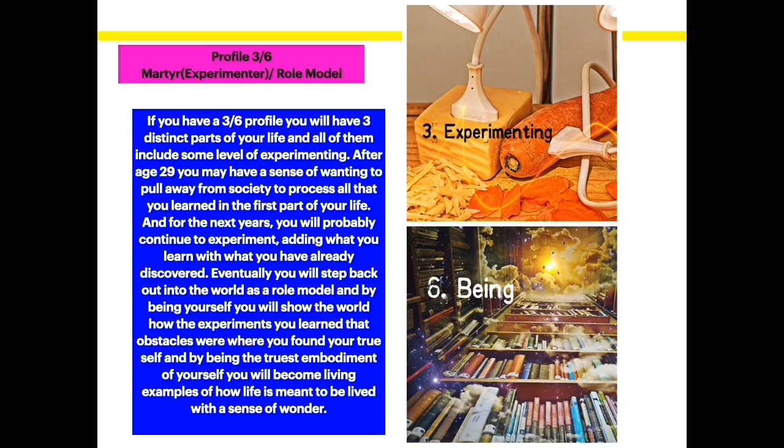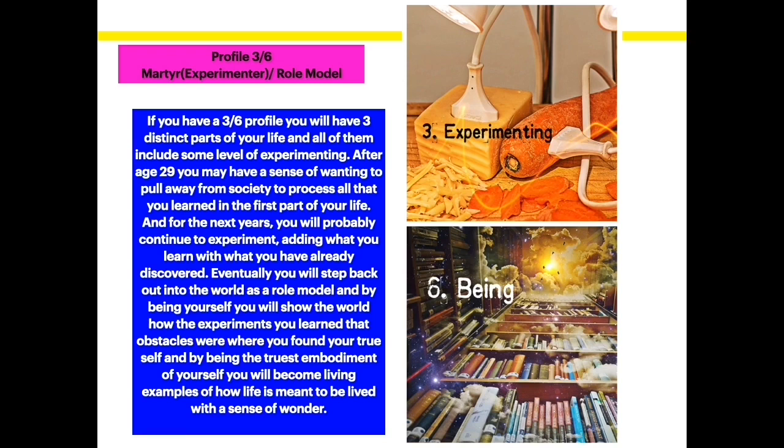And then after 51, you have your Chiron return, and this is where you sort of step into your role model status. So for the first 30 years of your life, when we look at the sixth line, we're looking at it as a third line. So ultimately this would be like a 3/3 profile. Third line is all about experimenting. The third line is all about looking at all the different ways that things can happen.